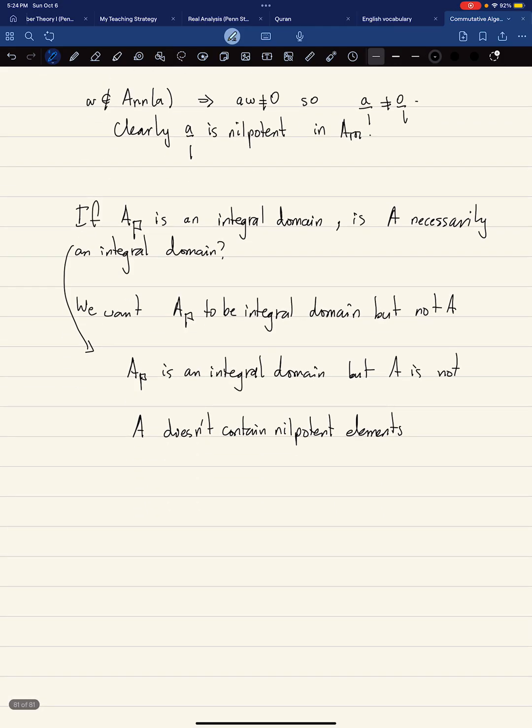Is there an example of a ring that is not an integral domain but also does not contain any nilpotent elements? I think we should look for something like the n for some reason.